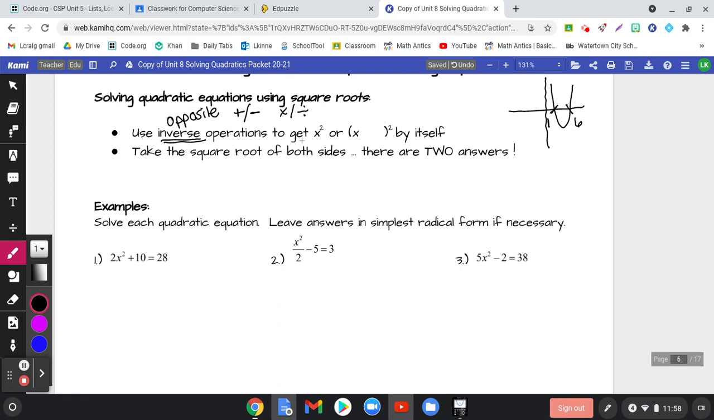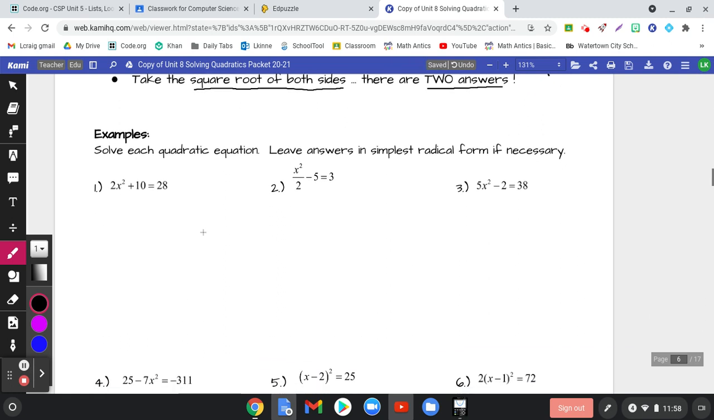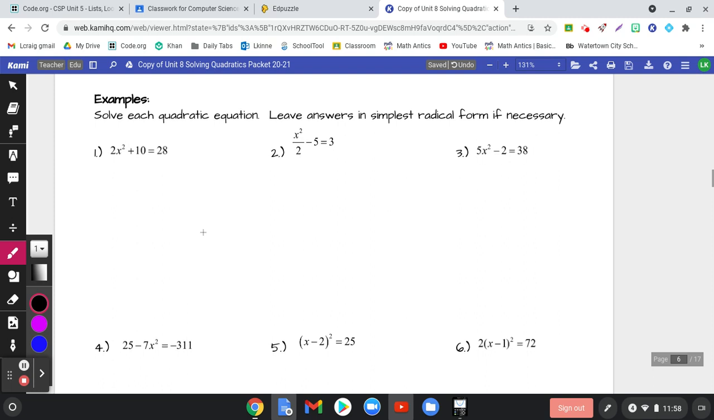So your goal is to get x squared or the parentheses with x squared by itself. Once you do that, you're going to take the square root of both sides. And the thing to remember is there are two answers, just like up here, there are 2 zeros, 2 different answers. All right, so let's get into it.